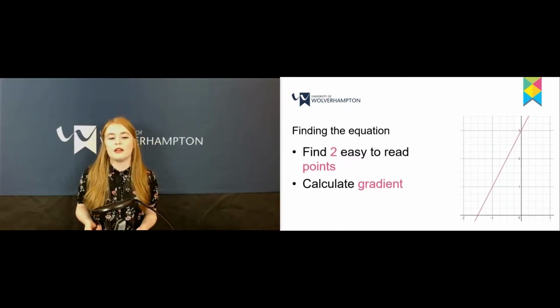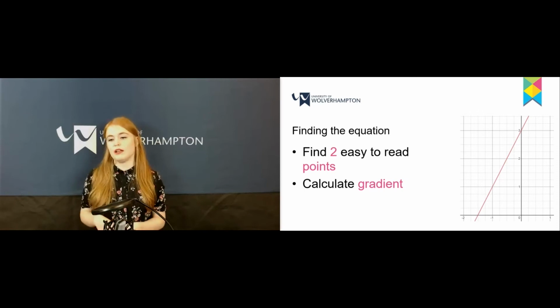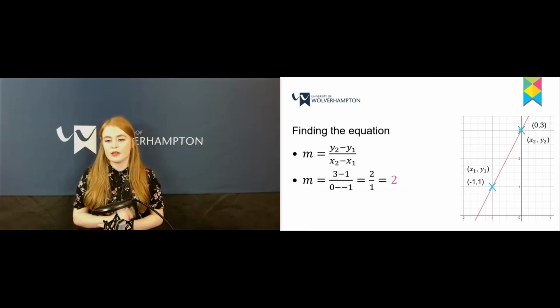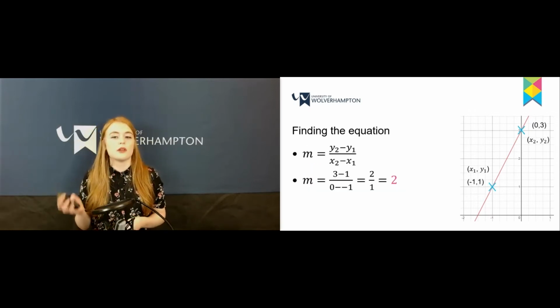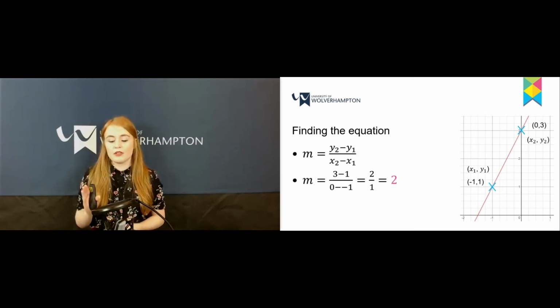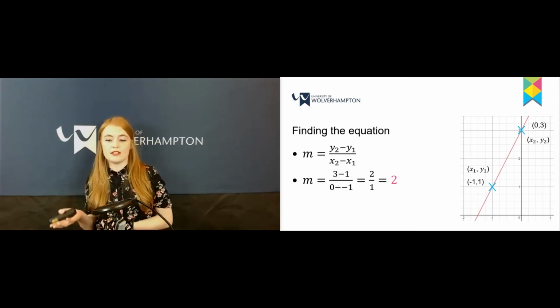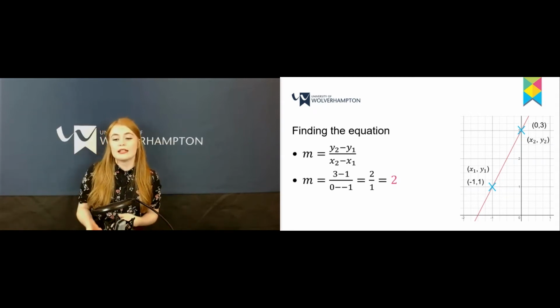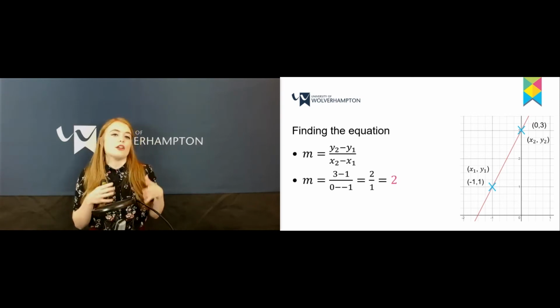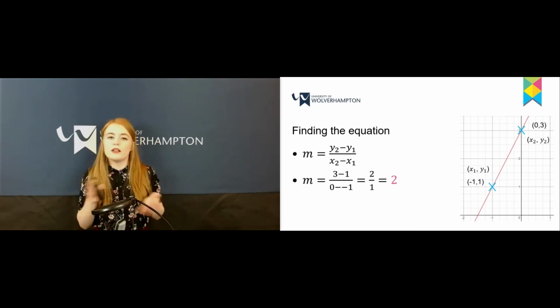So how about if we wanted to find the equation of a line? Well, let's find two easy to read points first and calculate the gradient from that. So these are the 2 points I'm going to use because it cuts the axis clearly at 3 and 0. So that's a nice easy to read one. And then again, this next one at -1 and 1 cuts it perfectly. So we know it's not -1.5 or a little bit to the side. It's very clearly -1 and 1.